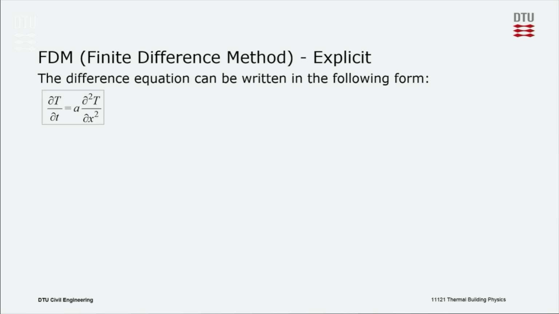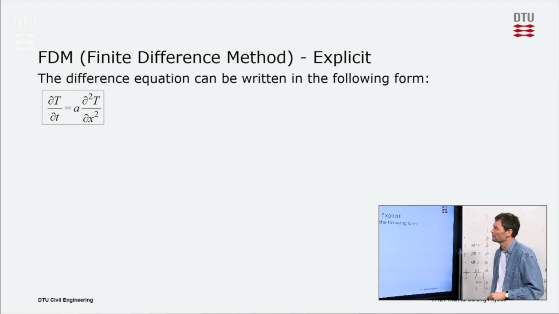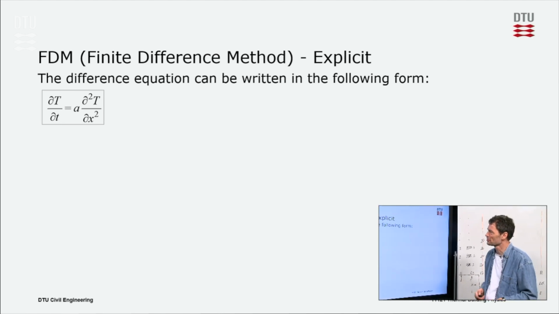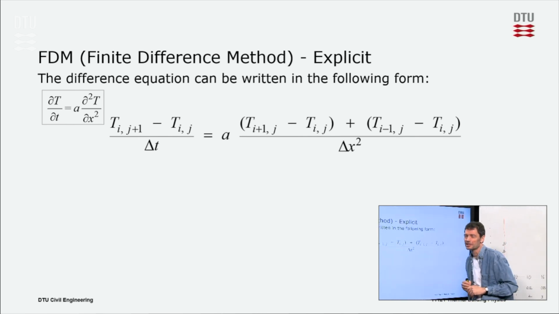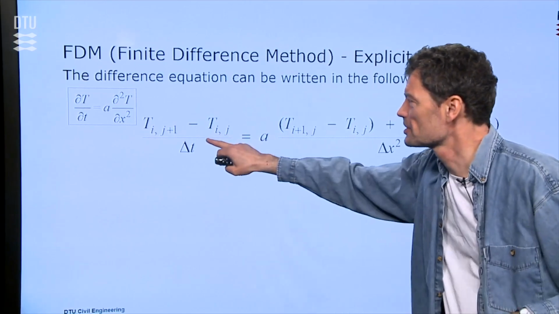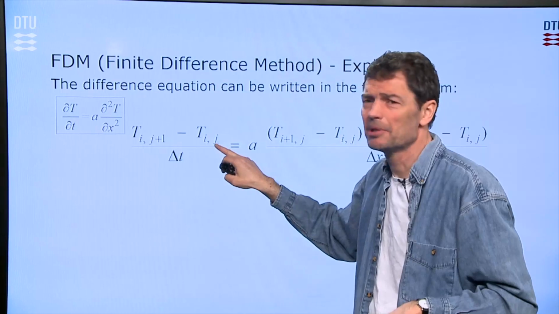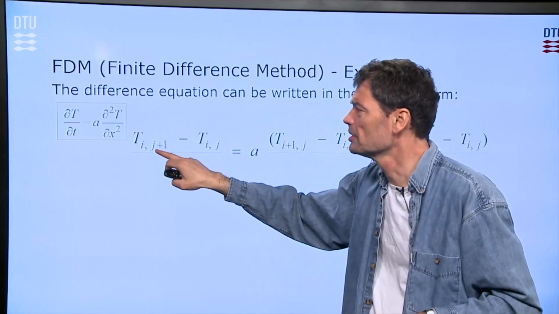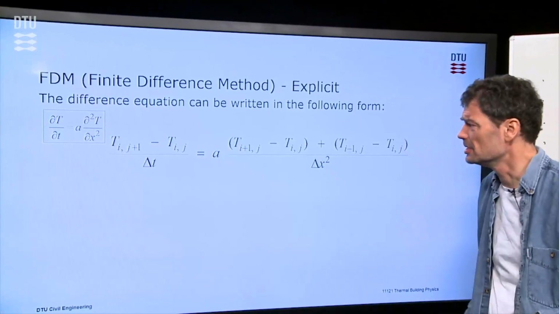So again, I just repeat our general partial differential equation for the temperature development, because this is the equation that we now represent in a difference form. So these differences here, the partials are made into differences. So we have changes in temperature from time level j to time level j plus 1 at the same point i. And this we take per delta t.